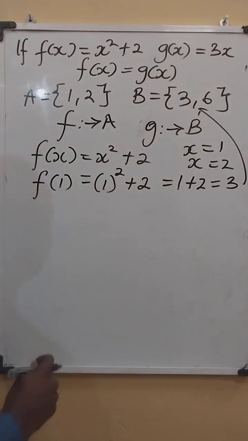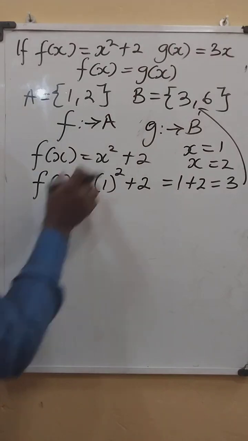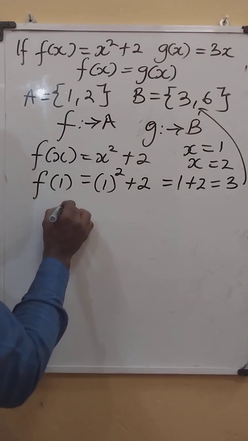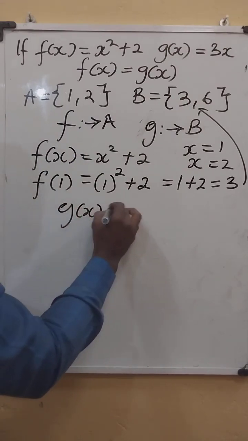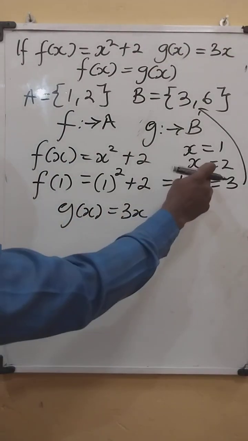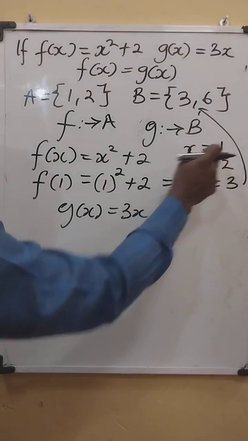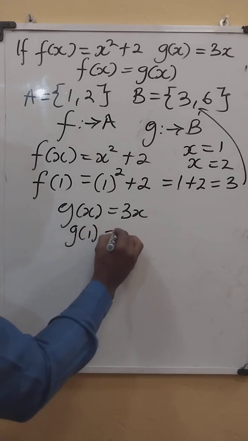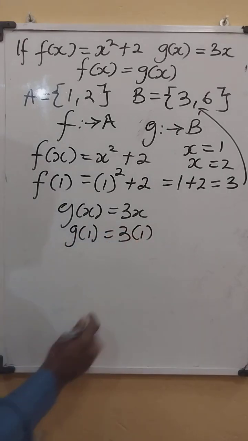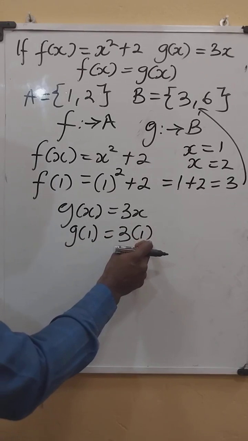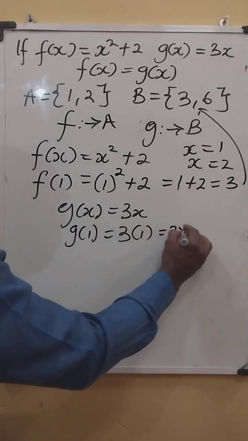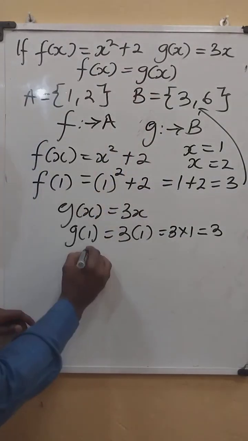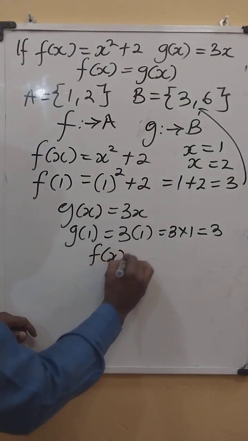Let's take care of the next one. Since we are told now that g as a function of x is equal to 3x, and you are told that x is 1, let us look for it now. So we put that g(1) is equal to what? 3 times 1, which is equal to 3.